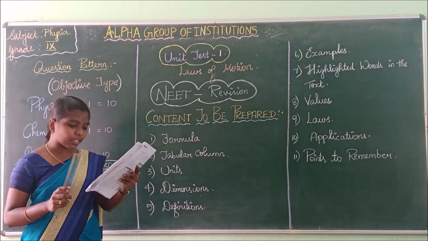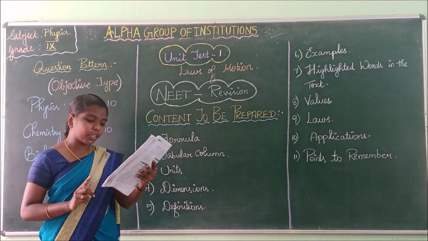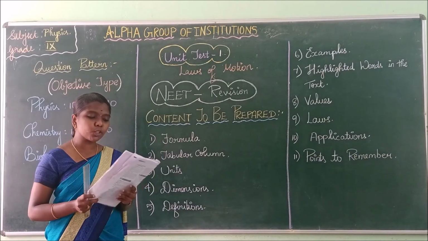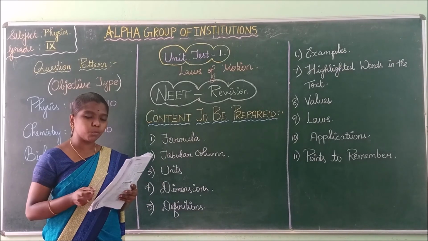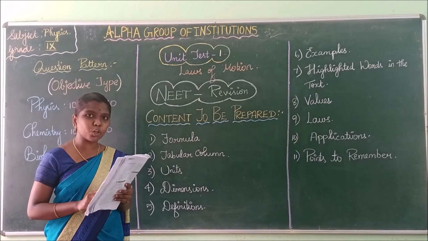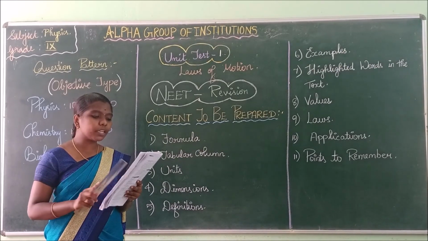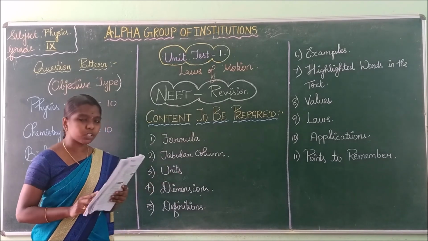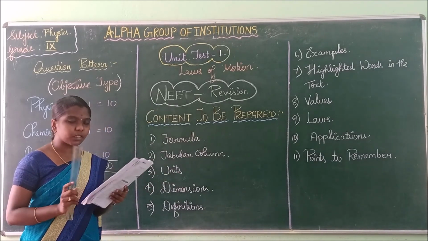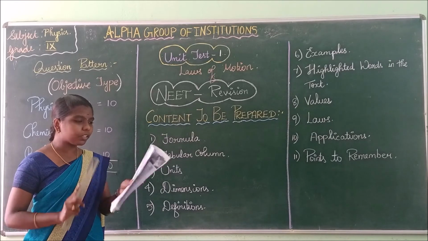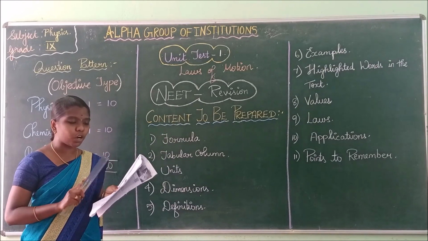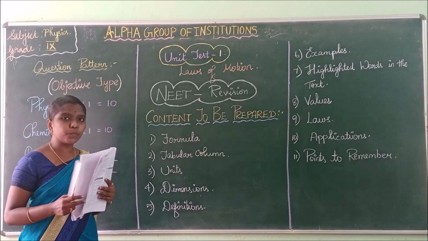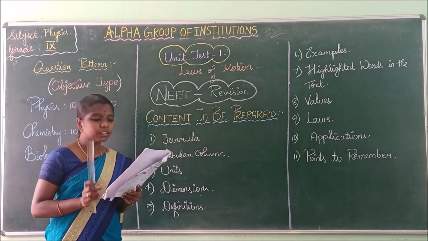A paragraph is given, and a table column is given on page number 11. Can you see the table column? Apparent weight of a person in a moving lift. Yes. You have to read the table column. You will receive one question from this table column. Is it clear? Page number 11, apparent weight of a person in a moving lift. That is the table column. Read it, you will receive one question from it.